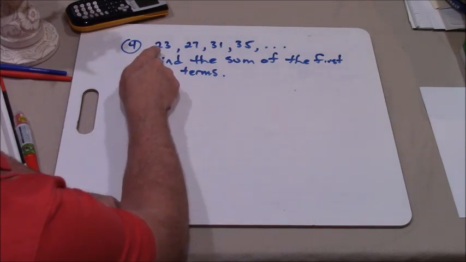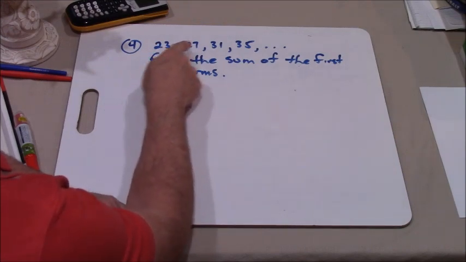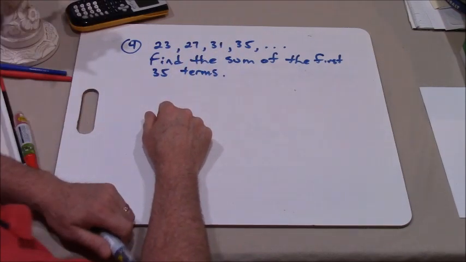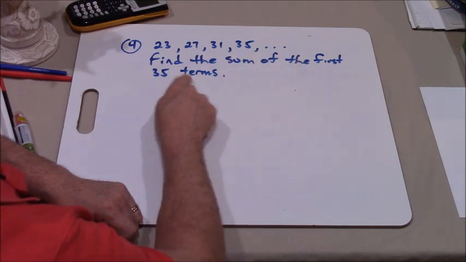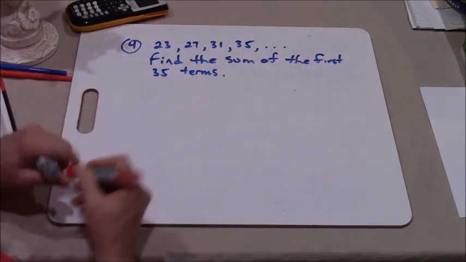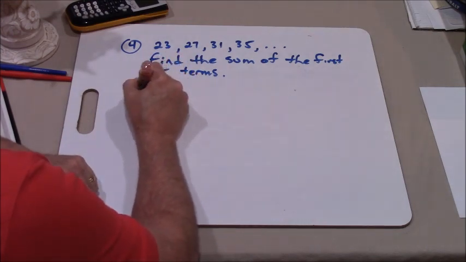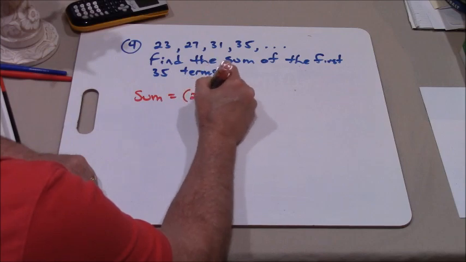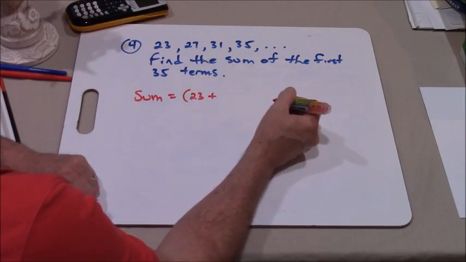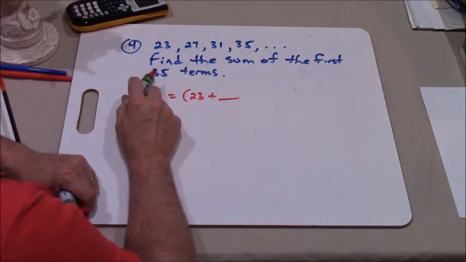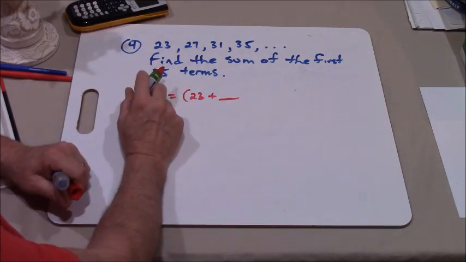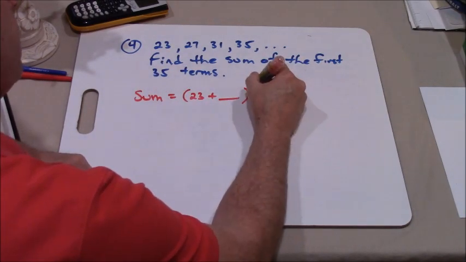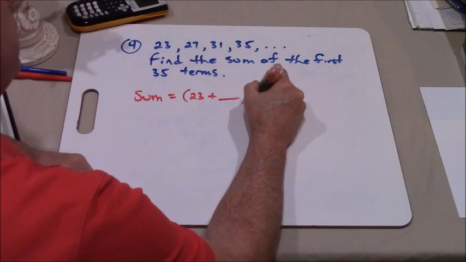We've got an arithmetic sequence. I can see that I'm adding 4 each time. Remember, you always have to add the same number. And they want us to find the sum of the first 35 terms. Well, using our formula, the sum is going to equal the first term, which is 23, plus the last term. I don't know the last term yet, but we know how to find this out. That's what we've done the last 3 problems. And then I'm going to multiply it by 35 over 2.